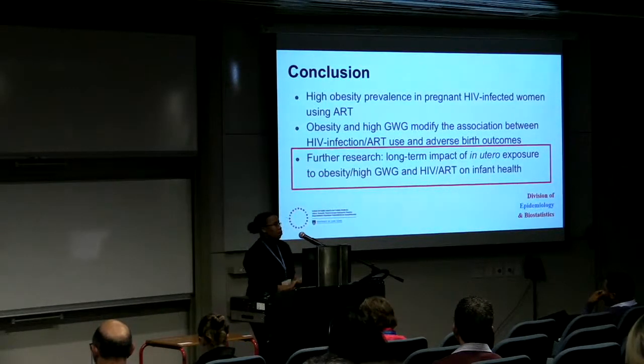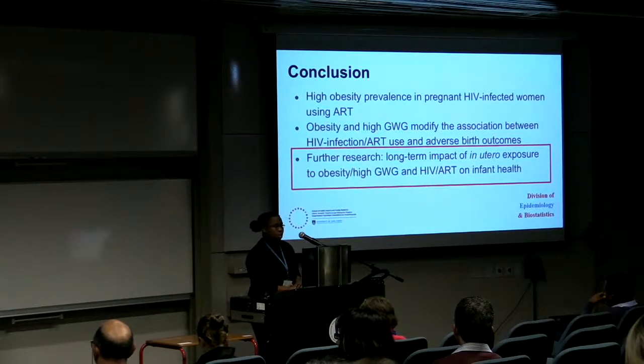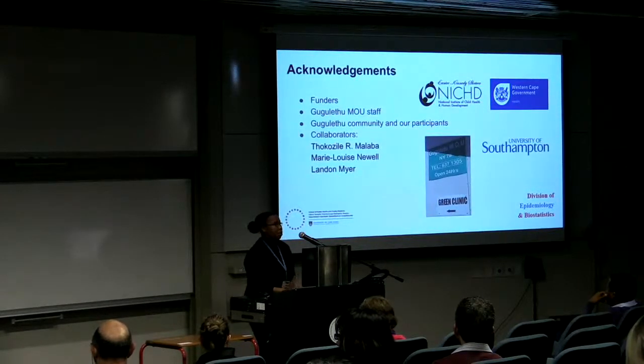And so the conclusion that can be drawn from this study is that there's a high obesity prevalence in pregnant HIV-infected women that are using ART, and that obesity and high gestational weight gain modify the previously reported association of HIV infection and ART use with adverse birth outcomes. And so therefore, further research is needed to assess the long-term impact of in utero exposure to both HIV and obesity on infant health. Thank you.